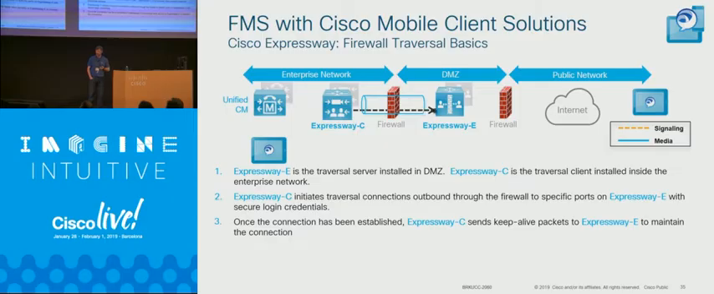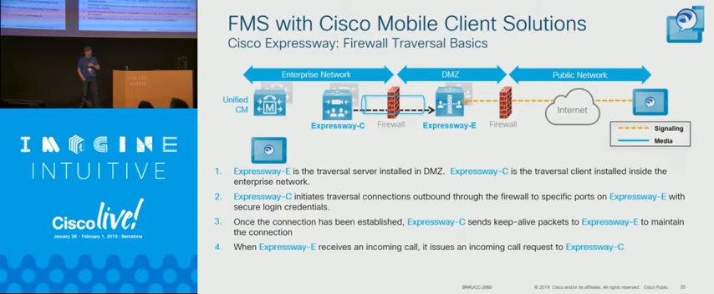Once a connection comes in from outside, it's going to get forwarded to Expressway E. Expressway E, assuming it's who it's supposed to be, is going to forward that through the outbound connection that's already open, into Expressway C. Then Expressway C inside the enterprise network is going to take care of communicating with any back-end servers and collaboration services. In this particular case, it's a call.